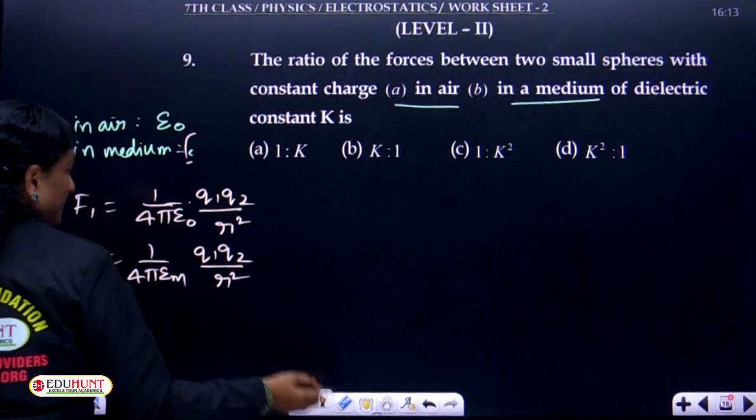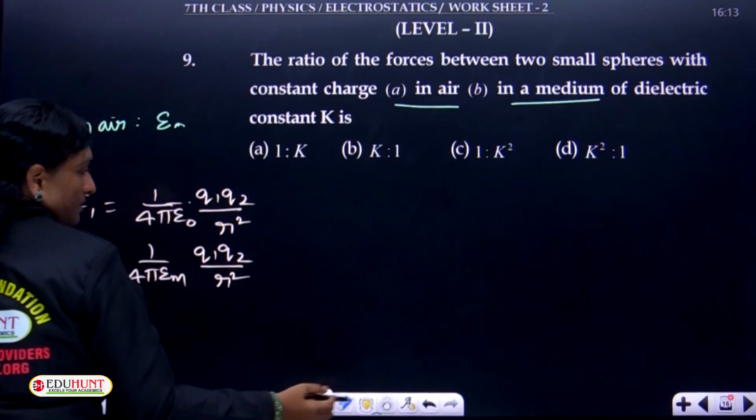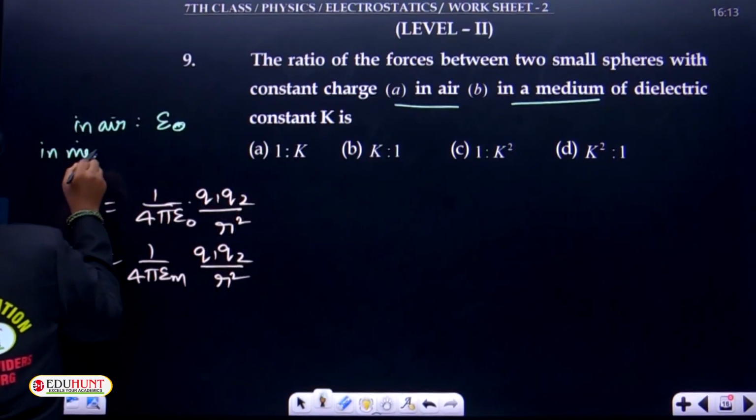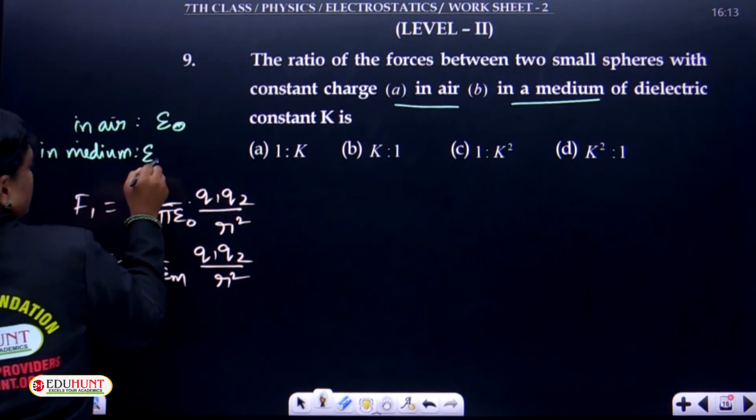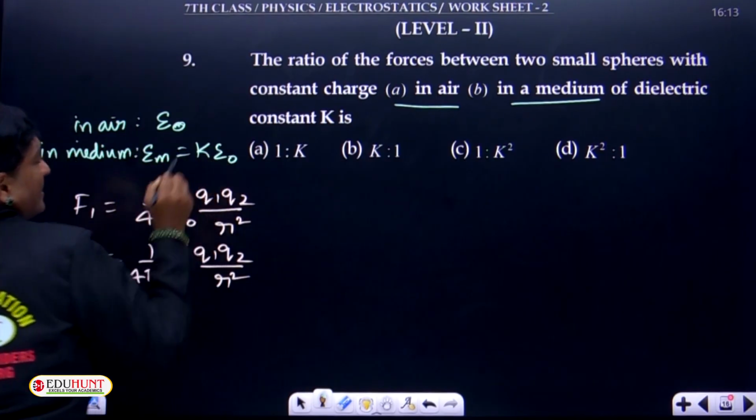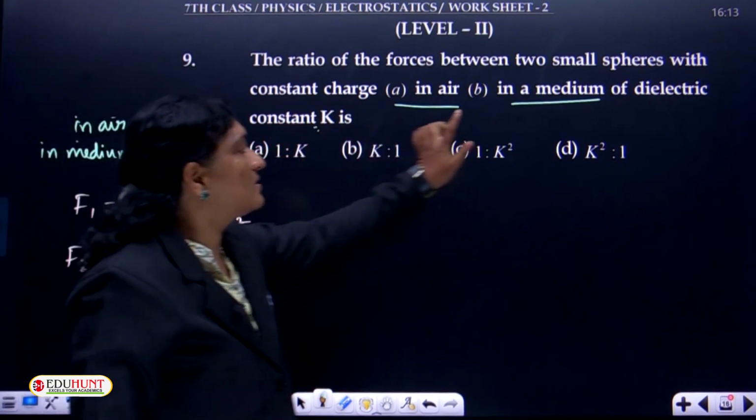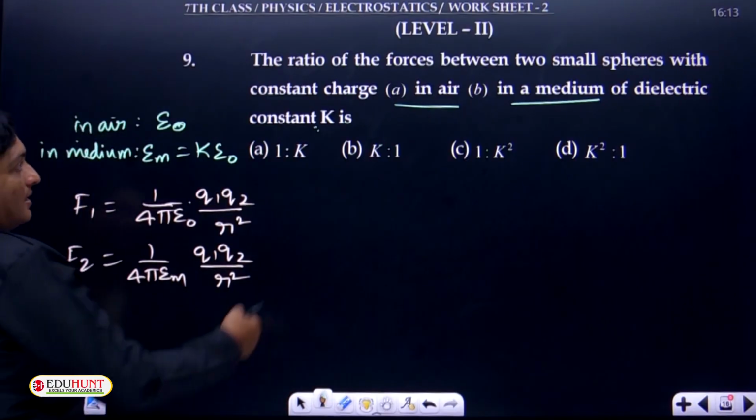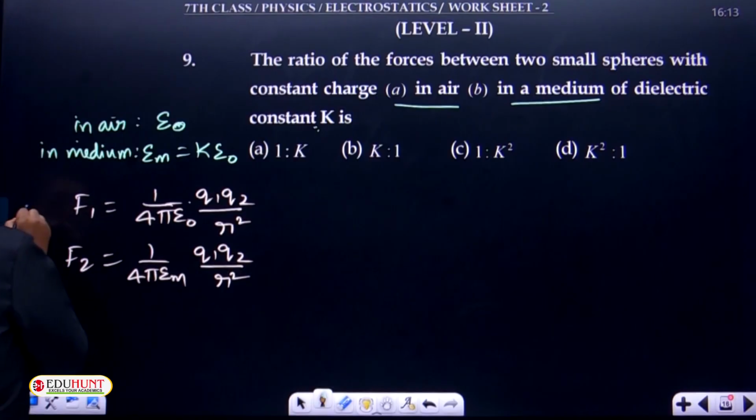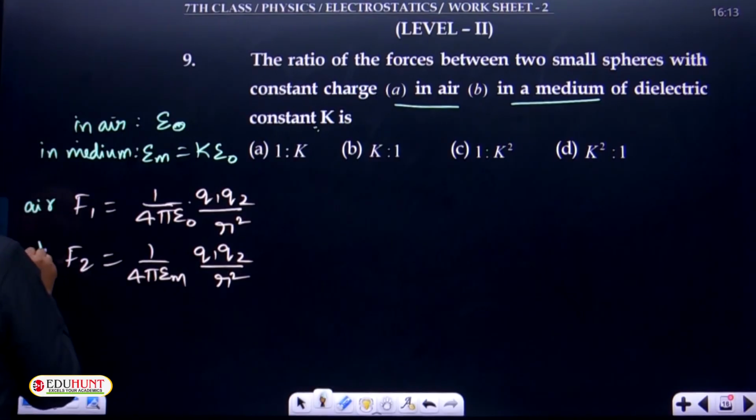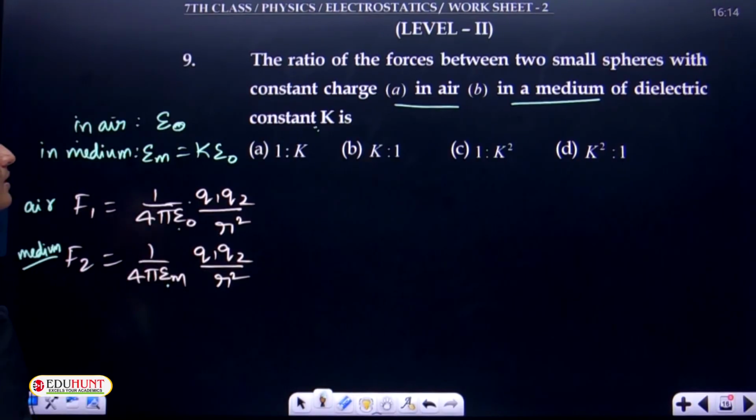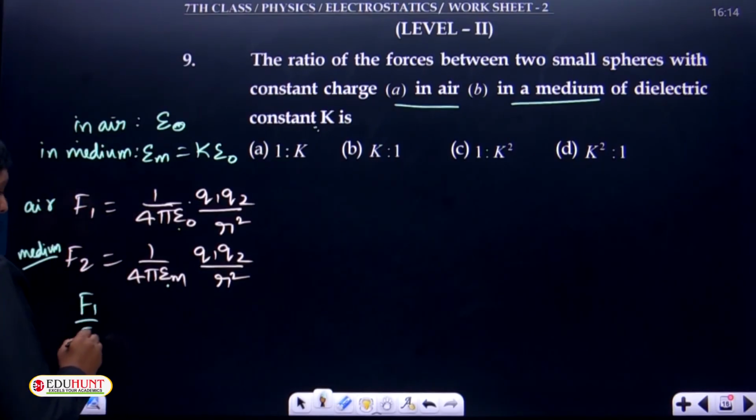Let me write it clearly. Epsilon M is K times epsilon naught, where K is called the dielectric constant. So F1 is in air, and F2 is in medium. In the medium we replace epsilon naught with epsilon M. We are asked to find the ratio between the force in air and in the medium, that is F1 upon F2.